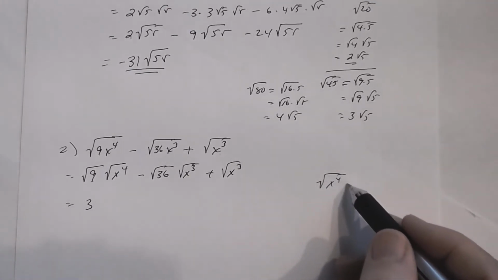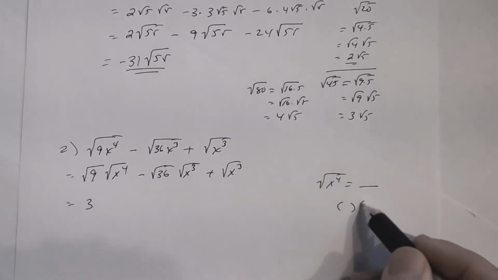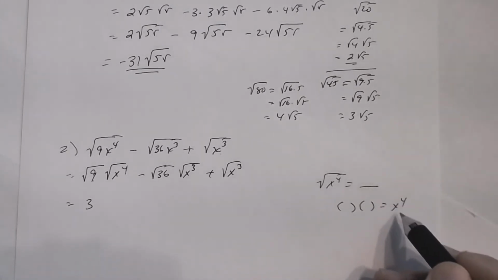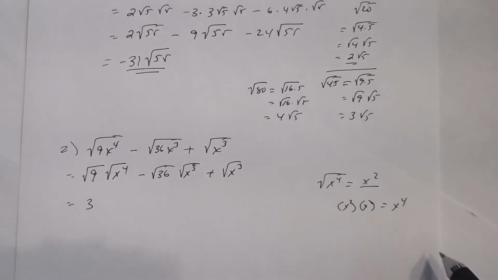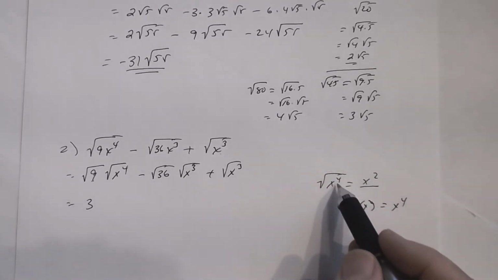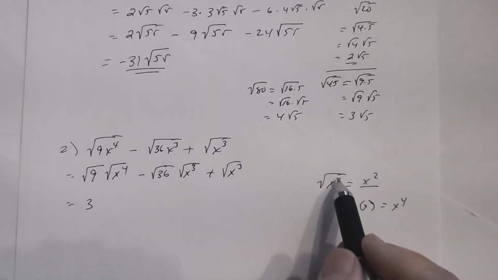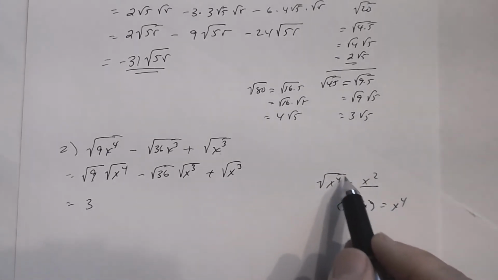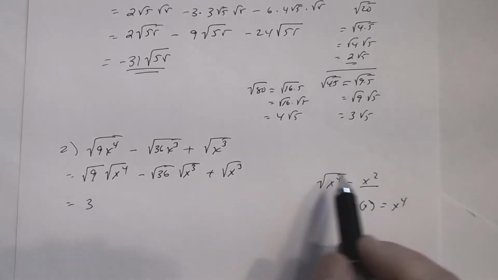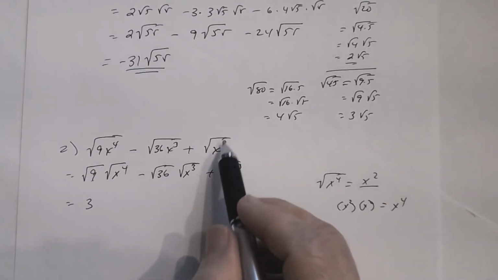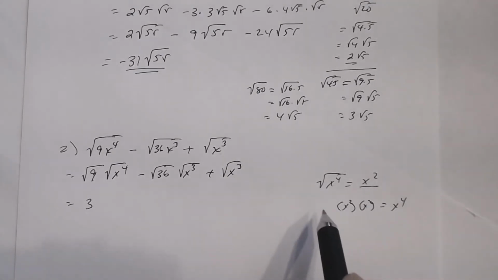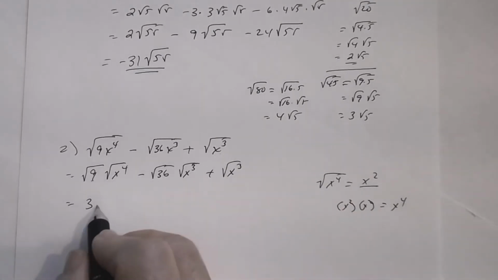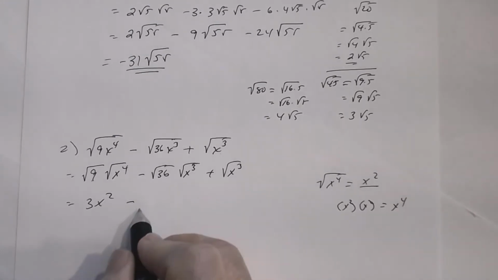Remember, all you do is ask yourself, what times itself twice is x to the 4th? The answer is x squared, right? X squared times x squared is x to the 4th. Just as a reminder, all we did was say 4 divided by 2 is 2. Now, this is even, so even is easy. It's the odd that you have to do something else with. Again, this is going to involve some things you've learned in the past. So this is going to be 3x squared minus the square root of 36, which is 6.